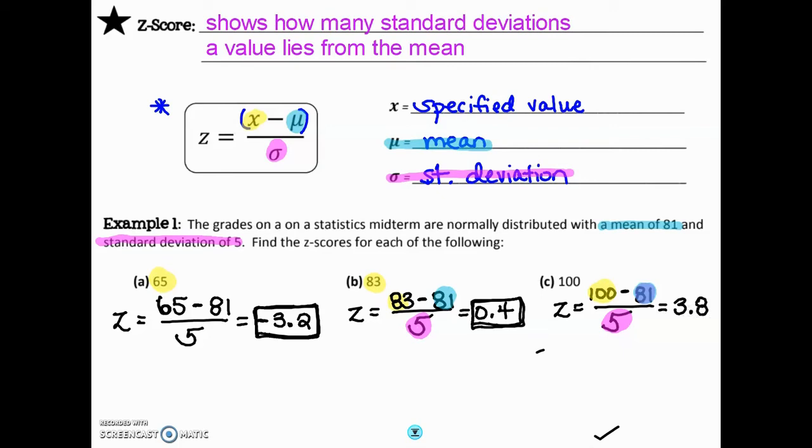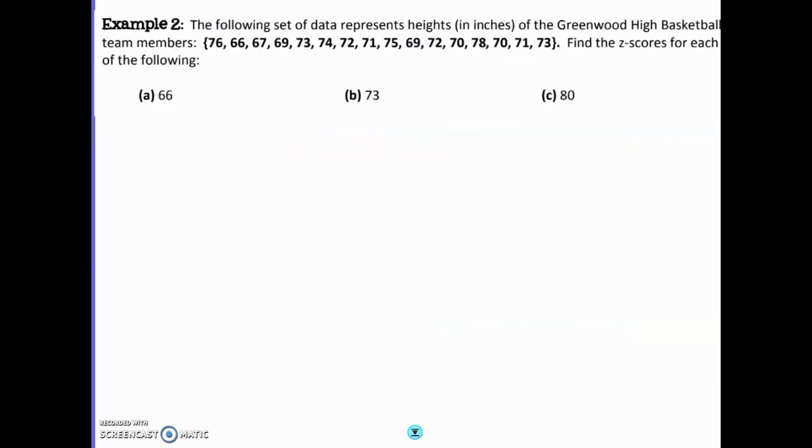So I'm 3.8 standard deviations above my mean, which is pretty high. Means I'm far out from that mean. Awesome. Let's go ahead and try another example to help us out.